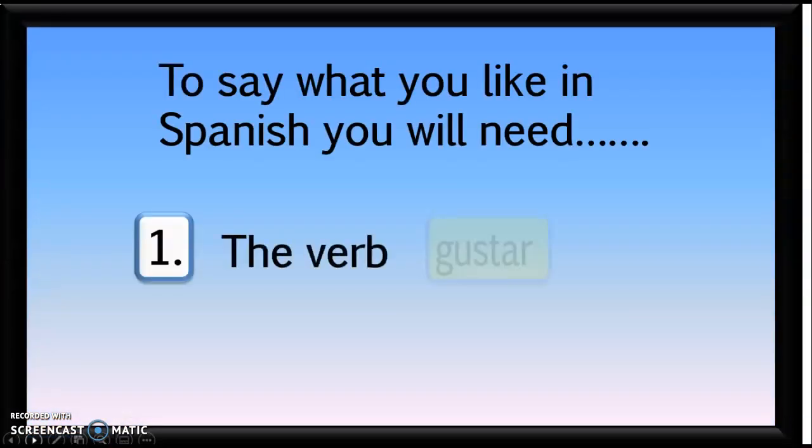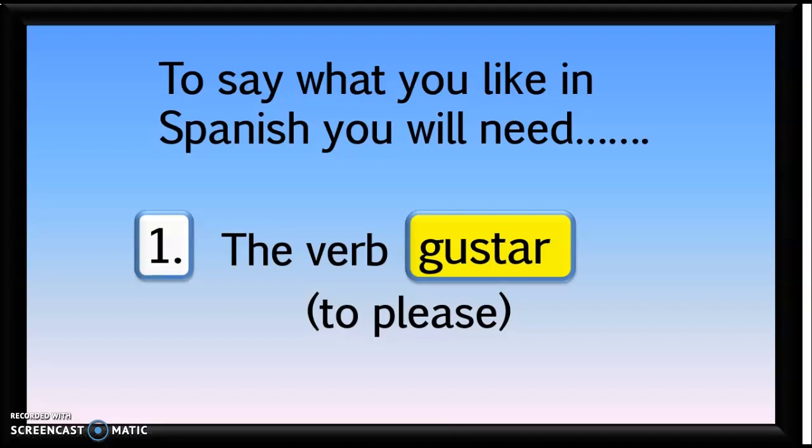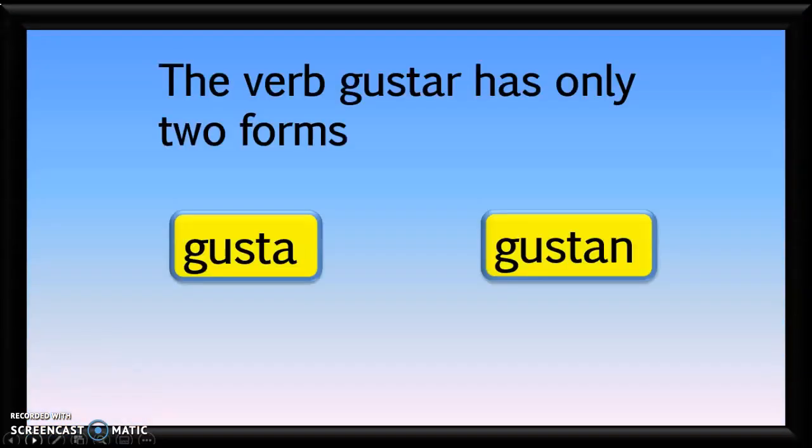Let's talk about this more specifically because it's a little bit of a different verb than what you're used to. To say what you like in Spanish, you'll need several things. First of all, you need the verb gustar, which actually literally means to please. The verb gustar has only two forms, gusta and gustan. That's in the present tense. Typically, you don't use other forms of this verb in any kind of context.